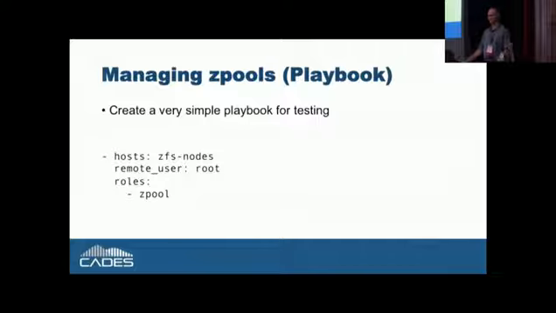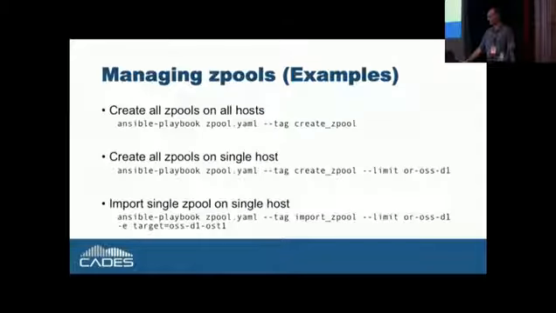And then for testing, you can create a very simple playbook where you list your hosts with all your ZFS nodes and throw in the zpool role. And then actually using it would look something like this. Call ansible-playbook with the zpool.yaml playbook. And if you want to create all the zpools on all your hosts, you give it the tag create zpool, and it will go out to all your hosts and create all the zpools. If you just want to create zpools on a single host, you basically do the same thing, except now you specify the limit option and you give it a host name.